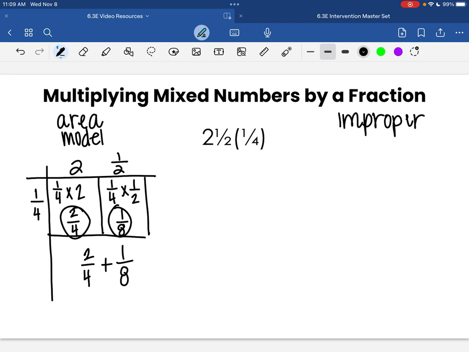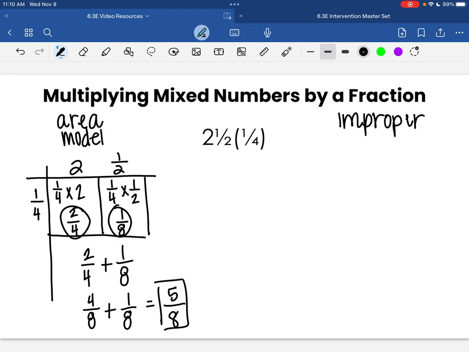Again, I need to rewrite these using common denominators. So I see I have 4 and 8, so my common denominator will be 8. And 2 out of 4 is the same as 4 out of 8. So I'm going to sum 4/8 with 1/8 to get my total product of 5/8. So 2.5 times 1/4 gives me 5/8.